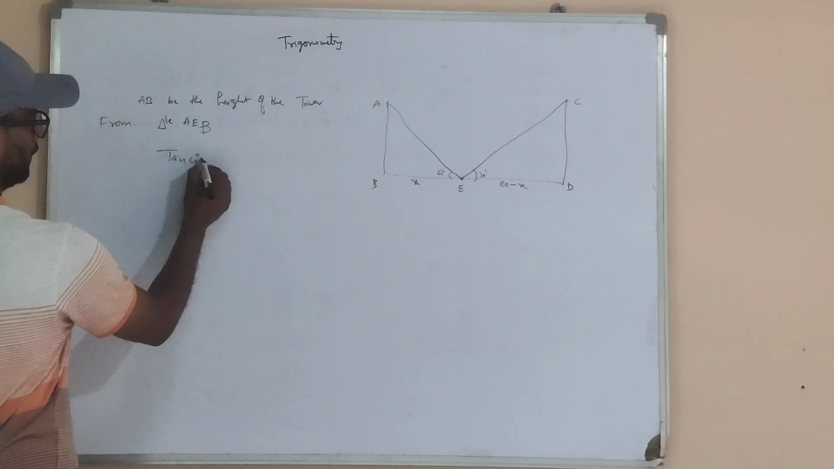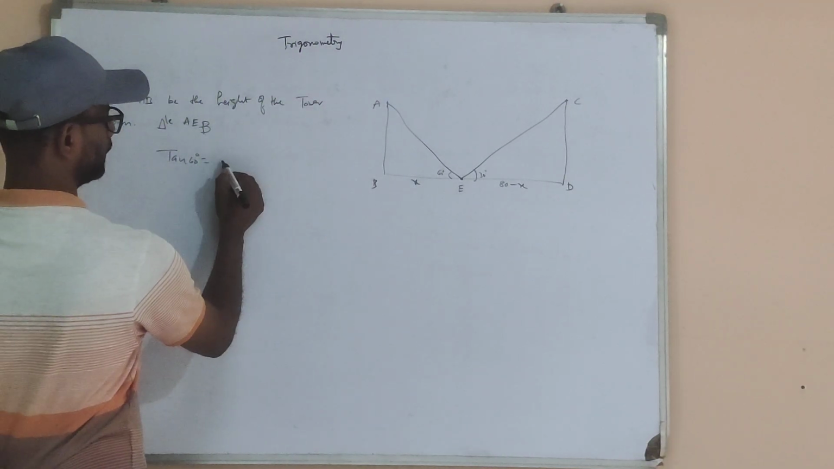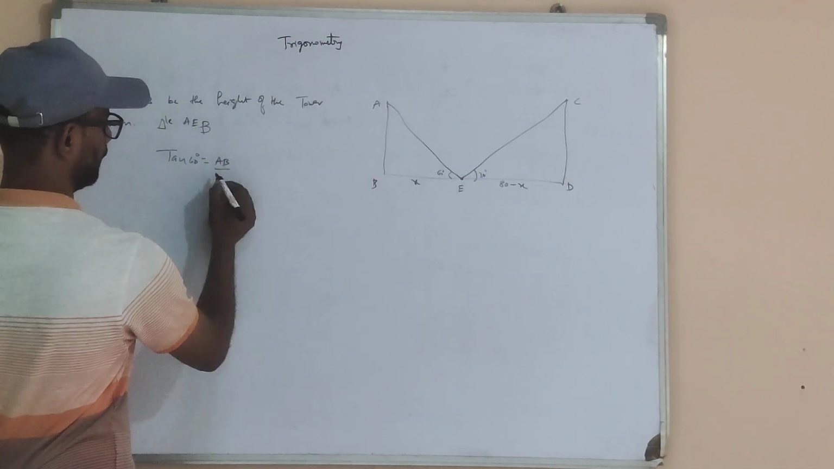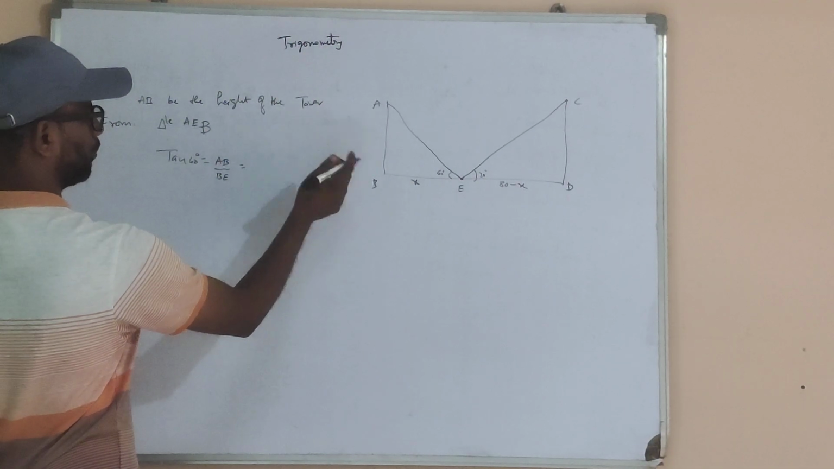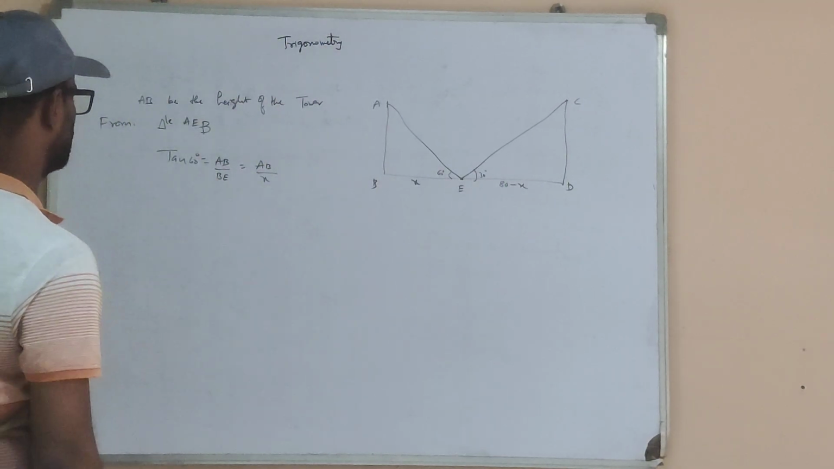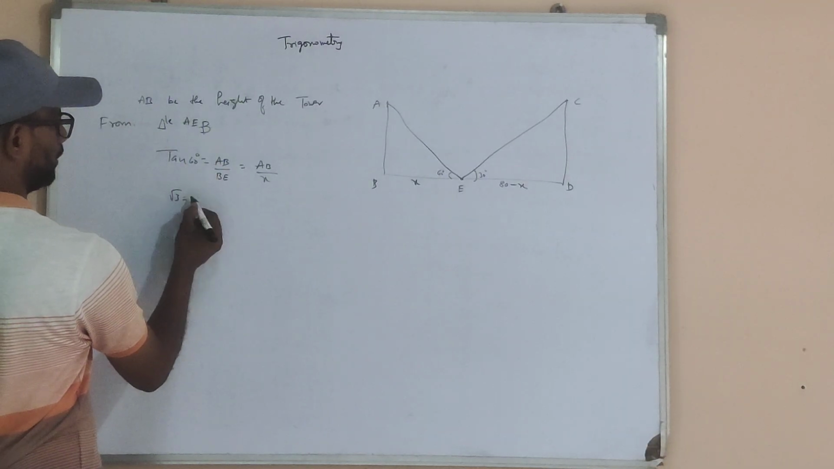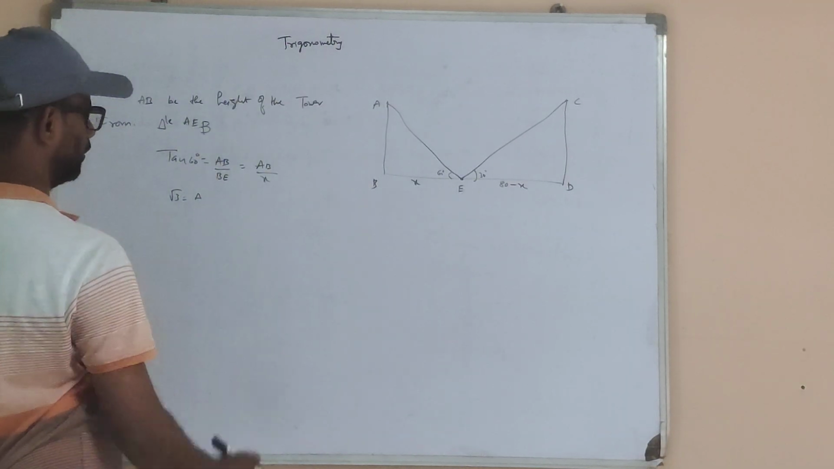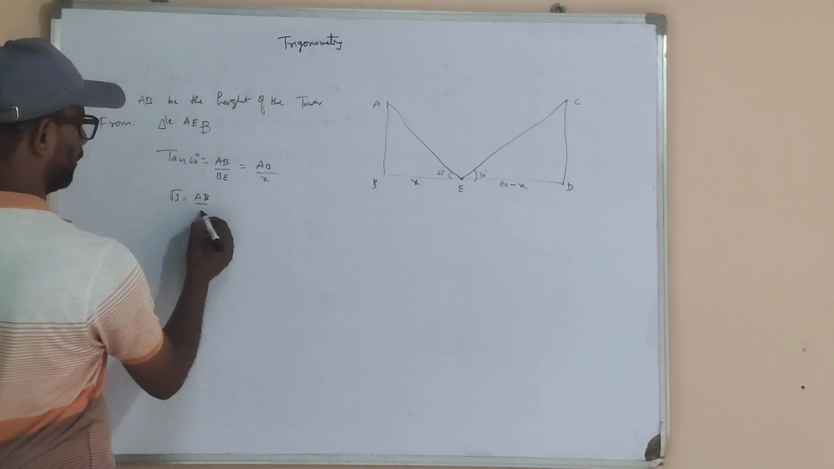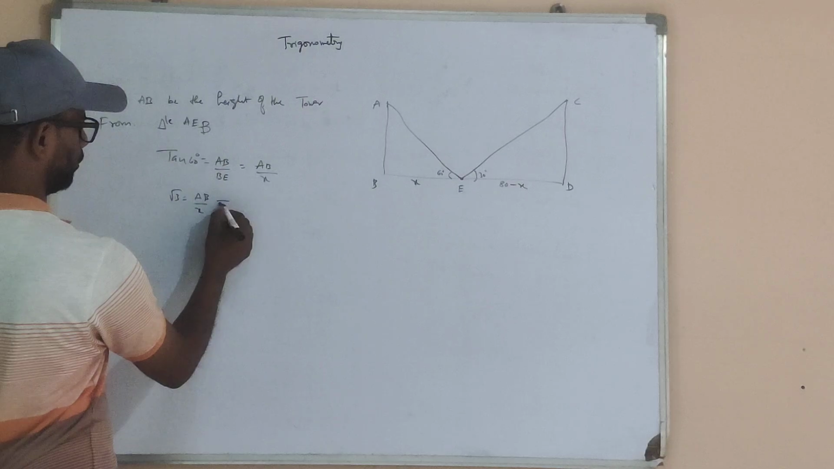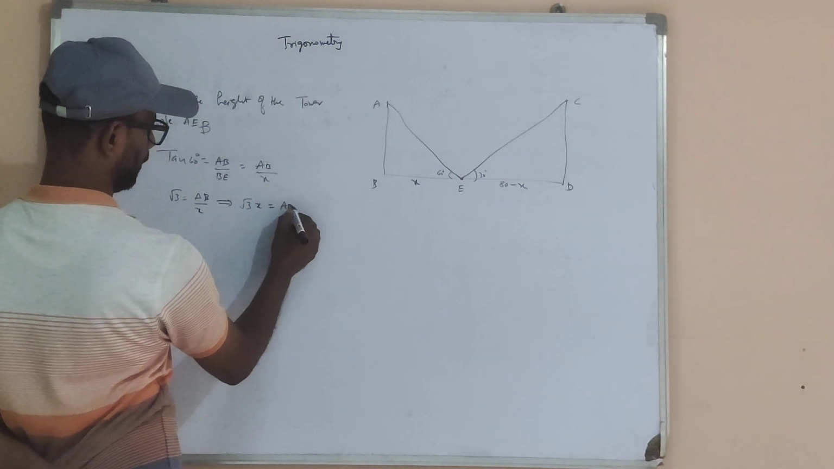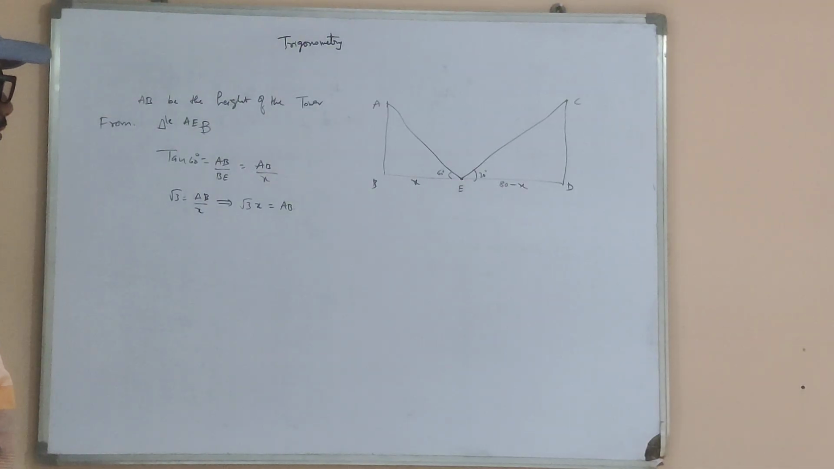tan 60 degrees is equal to opposite by adjacent. Opposite is AB, adjacent is BE, that is x. Now tan 60 means root 3. Root 3 is equal to AB by x. So doing cross multiplication, root 3 x is equal to AB.